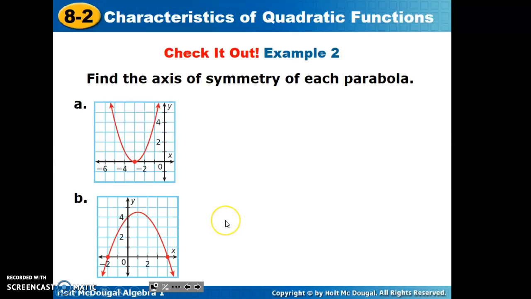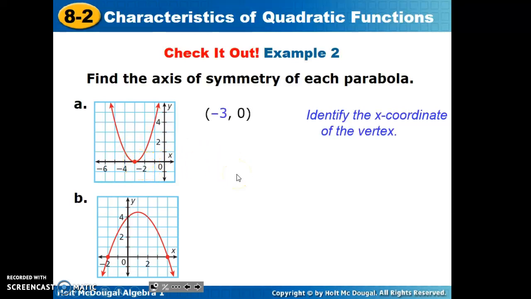So for example 2, part A, we see one zero. So we're going to locate that zero and identify the x-coordinate of it. It is at -3. Therefore, we know that our axis of symmetry is x equals -3, or that x value. Remember, it's a vertical line. It only has x as a variable in its equation.